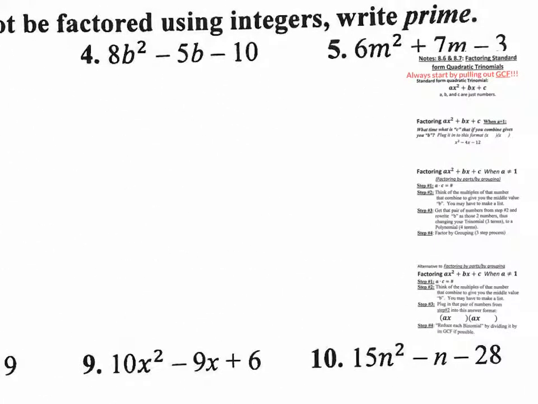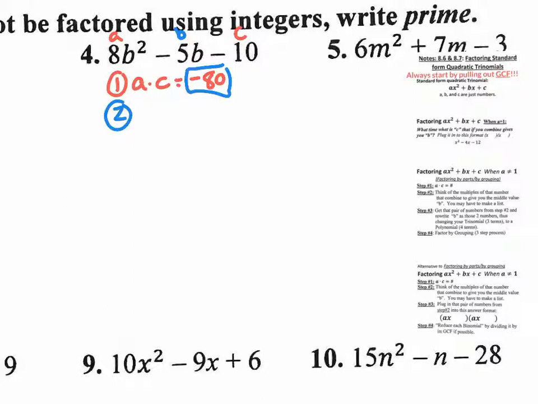The A value is not 1, so you cannot jump into the shortcut. You can't pull out a GCF, so you start with step 1, which is multiplying A times C, where A is 8 and C is negative 10, thus giving you a negative 80. Now, step 2 is to think of the multiples of that negative 80 that combine together to give you the middle value, which is negative 5. The B value is negative 5.